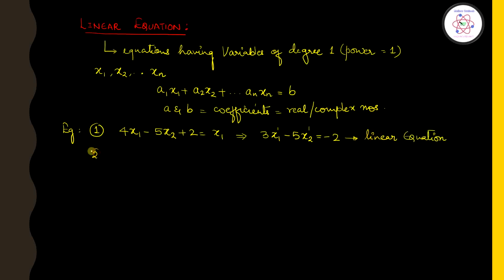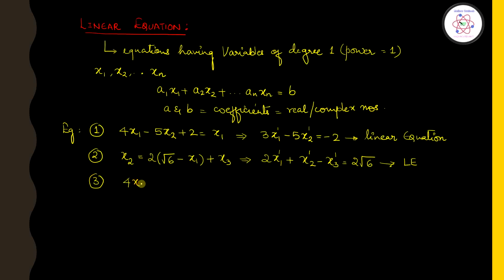Let me go to the second example. Let me consider x2 equal to 2 times square root of 6 minus x1 plus x3. Let me rearrange this. This can be written as 2x1 plus x2 minus x3 equal to 2 root 6. In this case also, the variable x1 has degree 1, x2 has degree 1, and x3 also has degree 1. So this is also a linear equation.